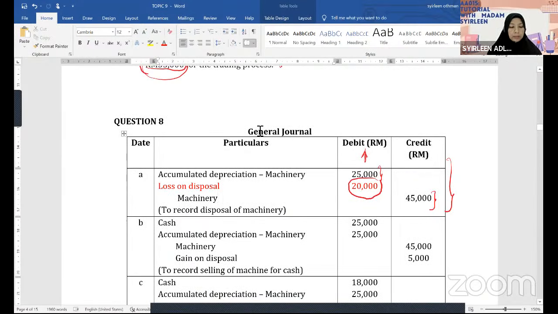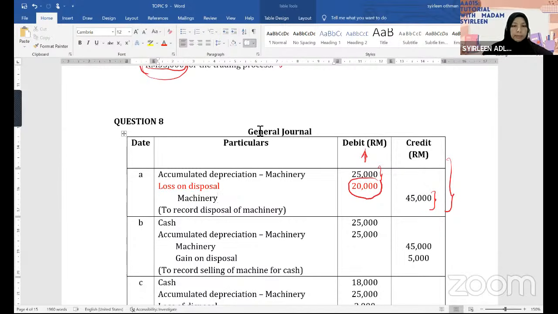Okay, untuk B, kita akan jual mesin. So bila you jual, you akan dapat duit. Alright, so in this question, dia tak mention you dapat check ataupun cash, tapi it is silent. So we will debit cash 25,000, yang ni adalah nilai aset yang dijual. So bila kita dah jual aset tu, the asset is no longer with us. So kita akan tutup account asset 45,000. Dalam masa yang sama, kita akan tutup kontra kepada aset iaitu accumulated depreciation 25,000.